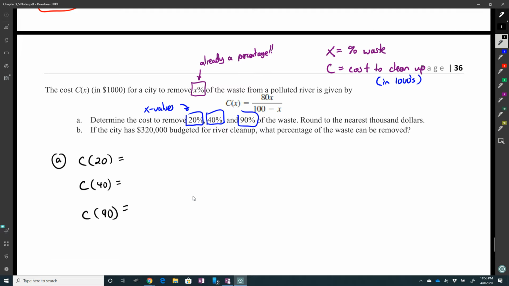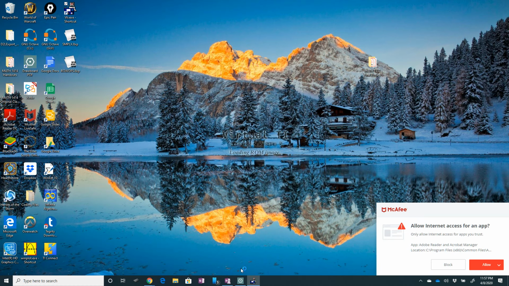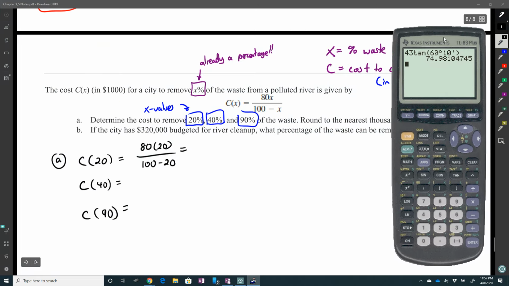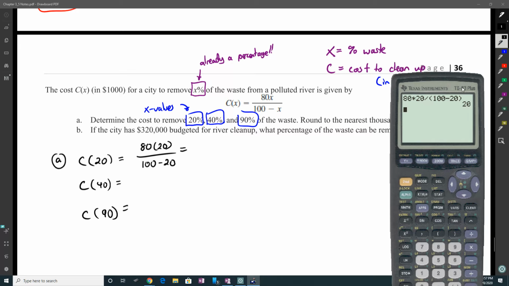And so you plug it in. 80 times 20 over 100 minus 20. And you can use your calculator if you want. I won't get mad. Okay. So here, though, it's going to be 20. But if you want to do your work, just do 80 times 20. Now, when you divide, be sure that the 100 minus 20 is in parentheses.